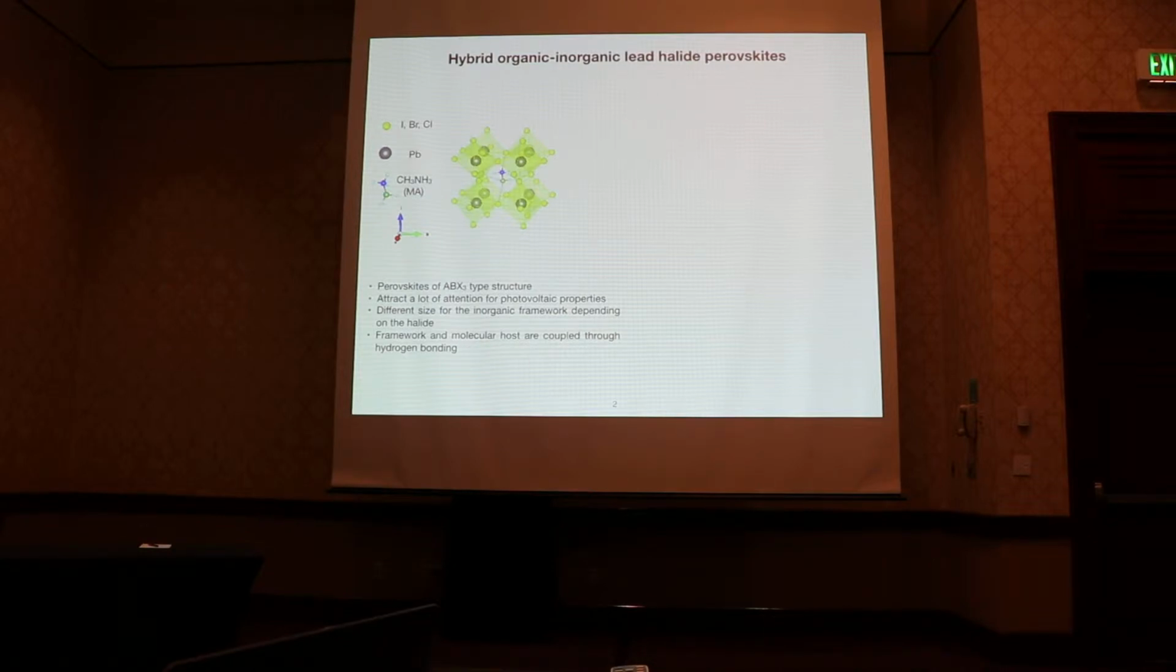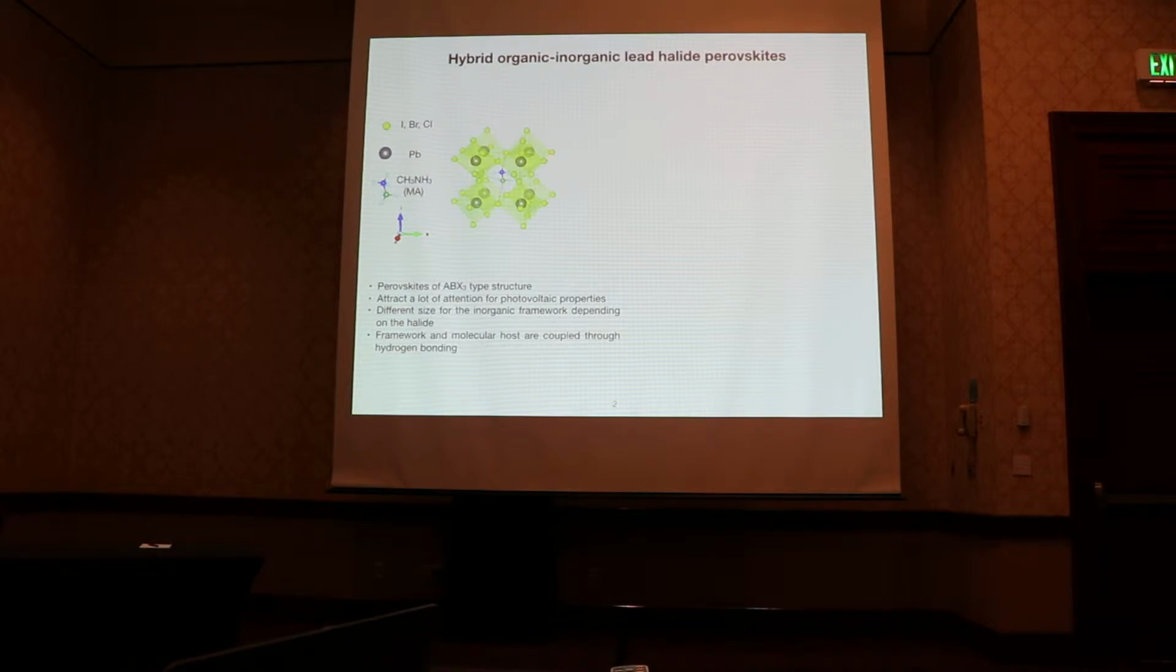So this family of materials can be described by the well-known ABX structure. In this case, the A site is occupied by a molecule. Here it would be methylammonium, but of course it can also be another molecule, like formamidinium. The B site is a metal, so it can be lead or tin. I'm going to talk about lead. And the X site is occupied by a halide ion, so it can be either iodine, bromine, or chlorine.